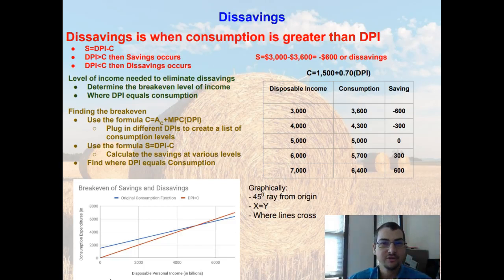In the last video, we alluded to something called dis-savings. And here we're actually going to start talking about the difference between dis-savings and savings, and what it takes to basically break even and transfer over from dis-savings to savings. So dis-savings is when consumption is greater than disposable personal income. It's when you basically spend more than what you make.